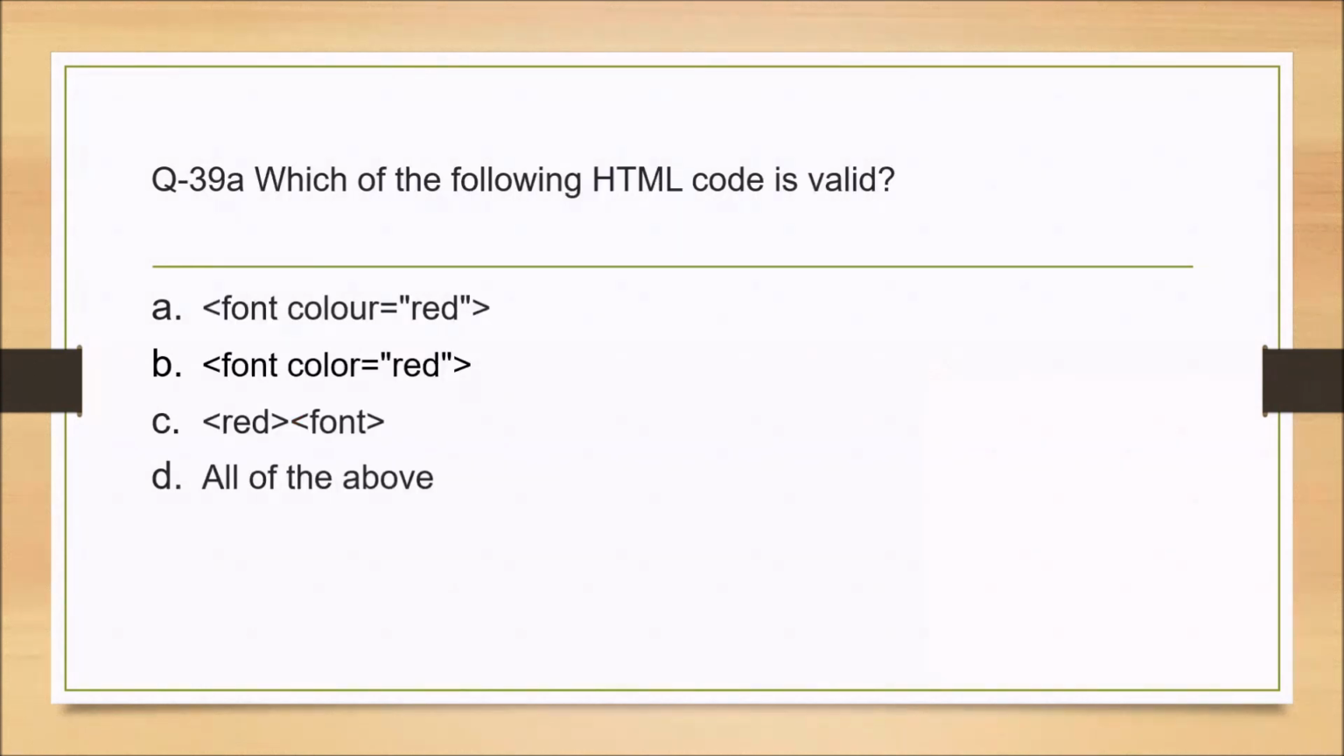And the next question is, which of the following HTML code is valid? And the options are font colour equals red, font color equals red, red font, or all of the above. So in HTML, we don't use the COLOUR spelling, we use COLOR. So accordingly, we will choose the correct option. So the correct option is font color equals red.